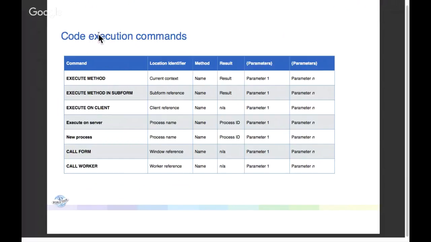Now, execute method in subform, execute on client, execute on server, new process, call form, call worker, are all really ways of executing code or spawning processes that run a method. So they seem kind of different when you get down to call form and call worker. But really, these commands, if you look at this diagram here, they're almost identical. The main thing that differs is where is the code executing? Where will it run, right?